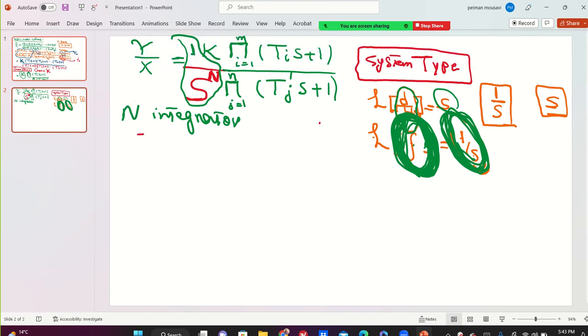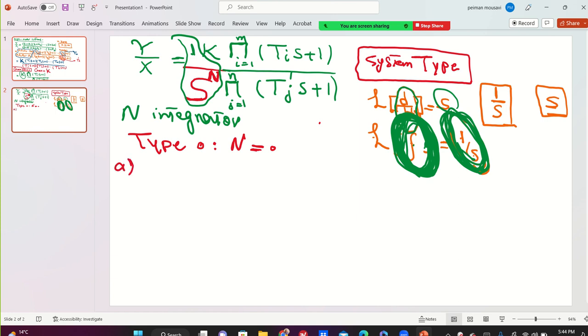says your system is type 0. This is the definition. If n is 0, means your system has no integrator by itself, not by adding a controller. Understand now what I'm talking about? So, if that's the case, we're going to apply 3 inputs to the system.